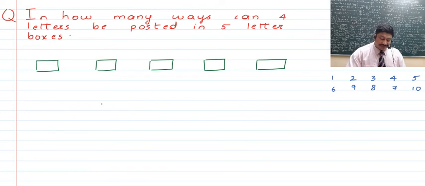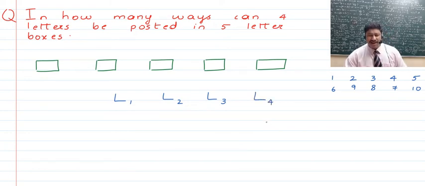Now let's say we have 4 letters which have been written by Hamad and are to be posted. We will consider these letters to be L1, L2, L3 and L4. So it's Hamad's wish whether he posts the first letter into this box, or the second letter, or the third letter, or the fourth letter, or all the letters, or 2 or 3 letters into the first box.